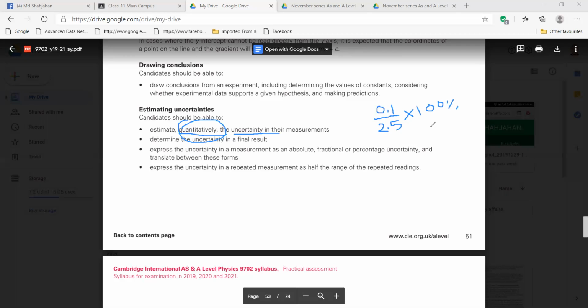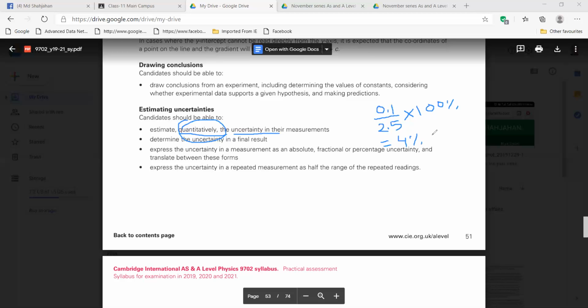Whatever the value you are getting, this is giving you uncertainty, right, in that measurement. Can you calculate it? What is the reading coming here? Can you calculate it? Tell me. It's coming 4, right? 4%. So the uncertainty in your reading is 4%.